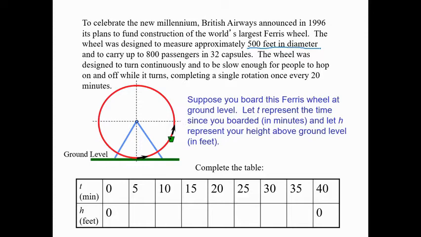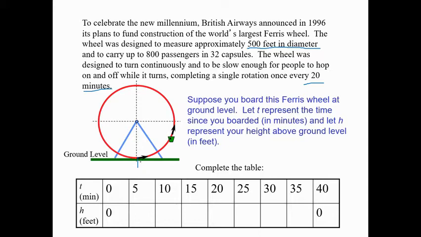There's some information we probably don't need for our problem. The wheel was designed to turn continuously and to be slow enough for people to hop on and off while it turns, completing a single rotation once every 20 minutes. So there we go. So here, down on the ground, suppose you board this Ferris wheel at ground level.